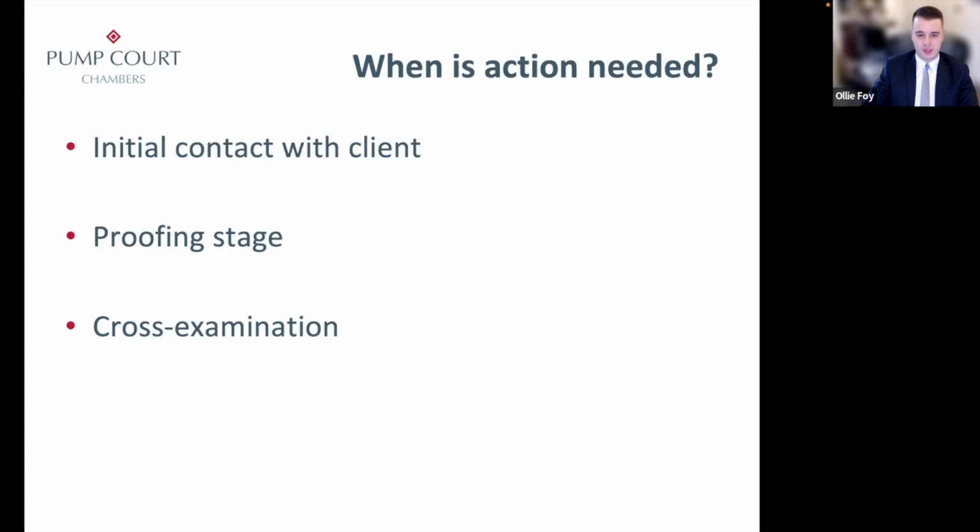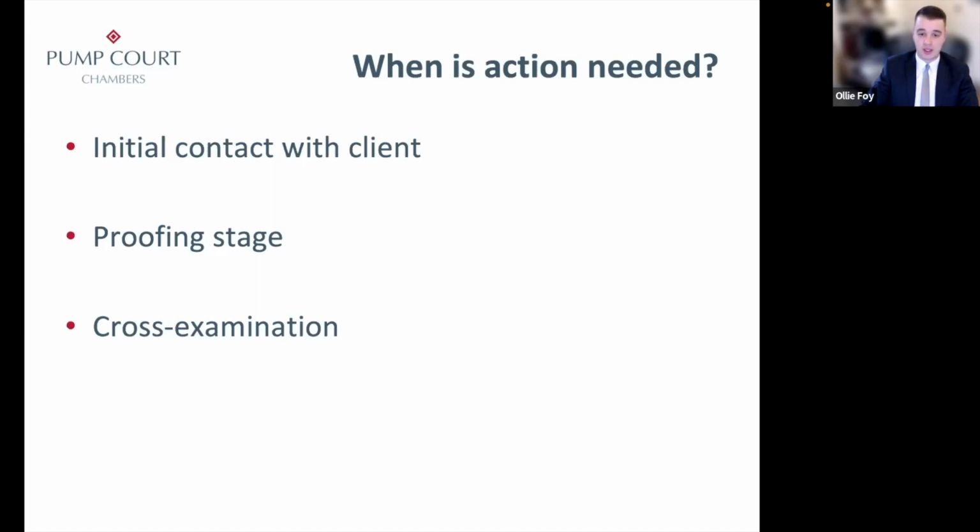So the initial contact with the client and the proofing stage is very important. Instructions can, of course, be taken in numerous ways. Statements can be prepared in numerous ways. If, for example, everything is done via an exchange of emails, it might not be obvious that the client is being assisted by a family member who can read and write in English, and that family member hasn't appreciated the future issues that may arise when the client comes to give live evidence.